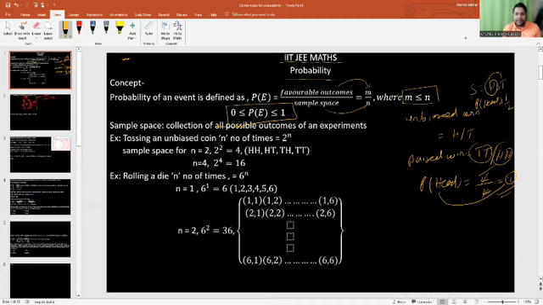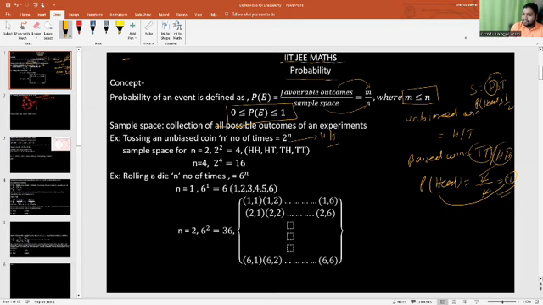we will discuss the sample space of all types of events. First we take an unbiased coin. If you toss an unbiased coin n number of times, the sample space will be 2 raised to n, because 2 indicates one side is head and the other side is tail. Correct. So it's 2 raised to n. If n is equal to 1, you get head and tail. That is the sample space.